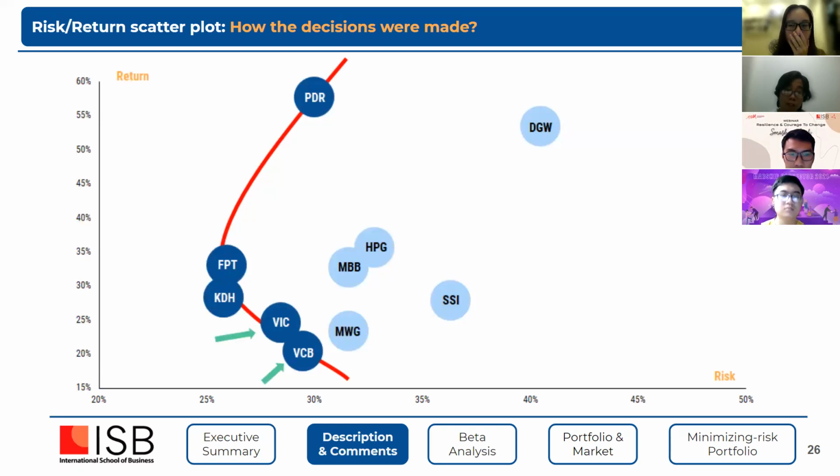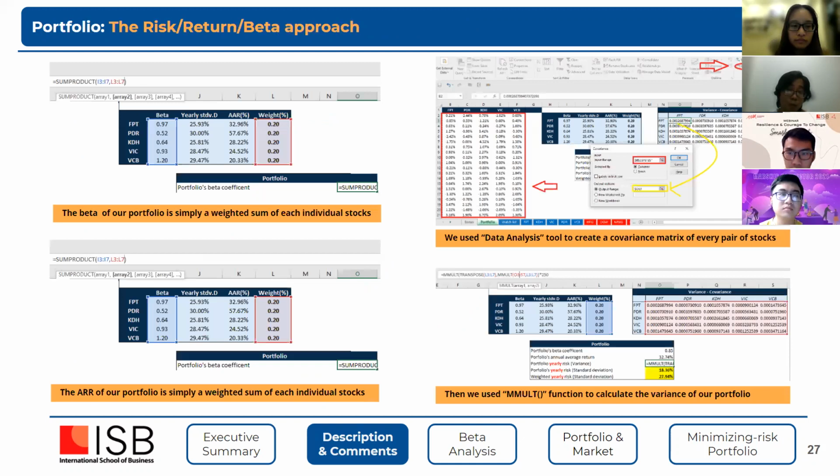So then we choose these 5 stocks: FPT, KDH, VSC, PDR, and VCB. Another step, we assume that these 5 stocks are equally invested with 200 millions on each stock, which means that each of these stocks now makes up 20% of our portfolio. And then we calculate the return, risk, and beta coefficient of our portfolio.